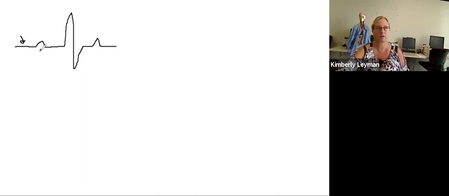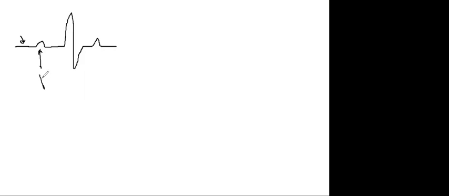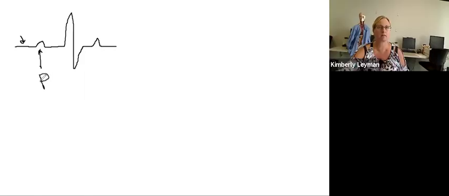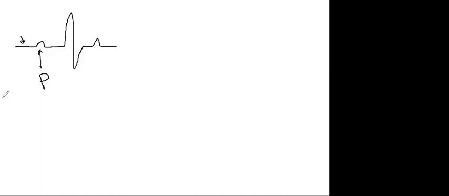Now, if we're looking at this part right here, what is this first little blip called? The P wave. So this is our P wave. Now what's happening here is we are having the atrial walls depolarize, okay?